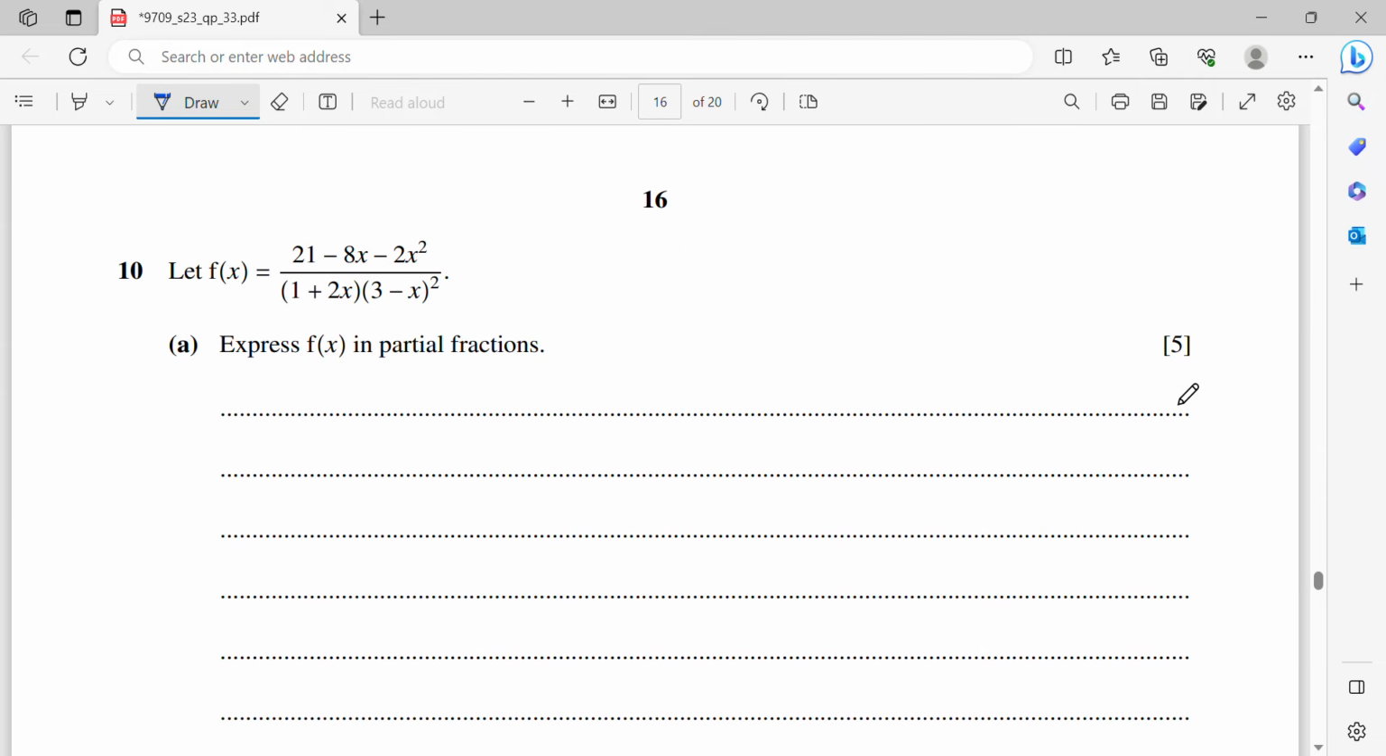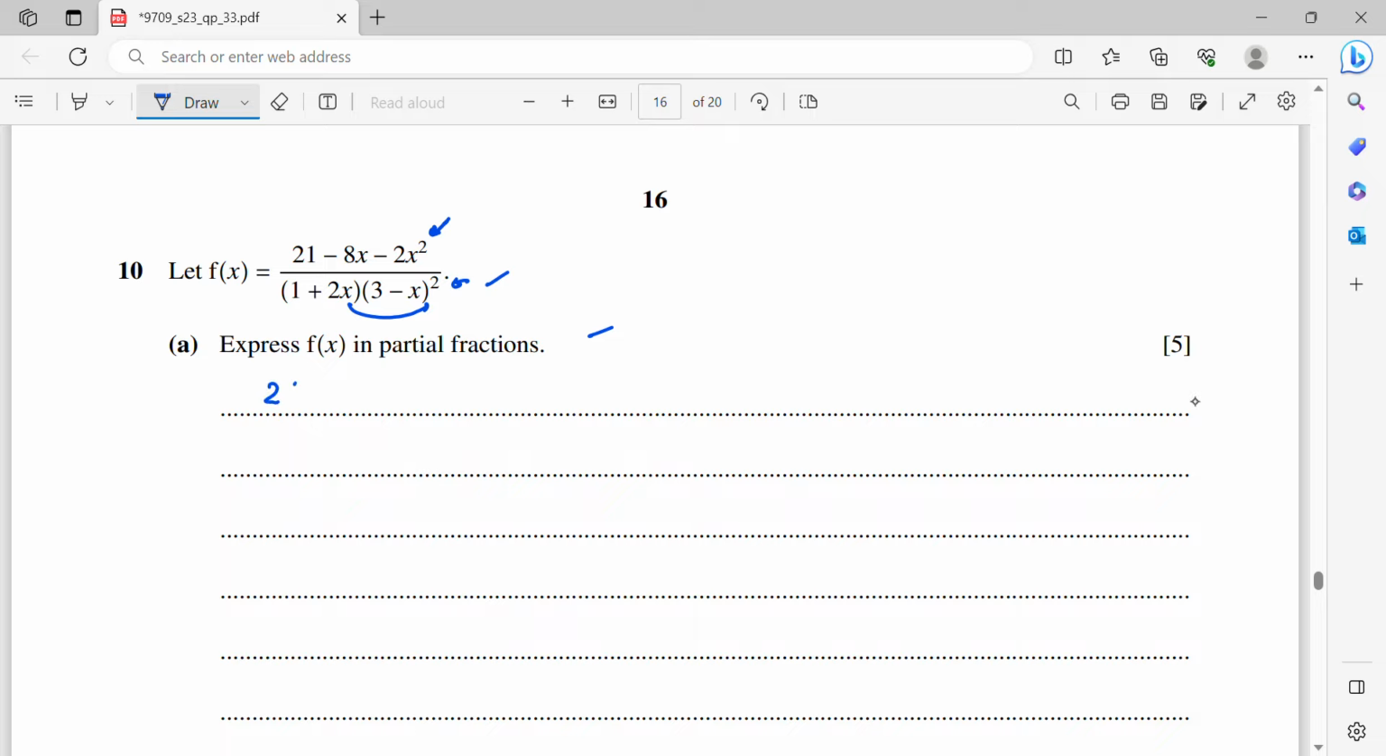Okay, next question, number 10. Express this in partial fractions. So first of all, we have to check the highest degree in the numerator and denominator. In the denominator, the highest degree is 3. When you do expansion, the numerator is just 2, which means this is a proper rational function. That means we can solve the partial fractions directly.